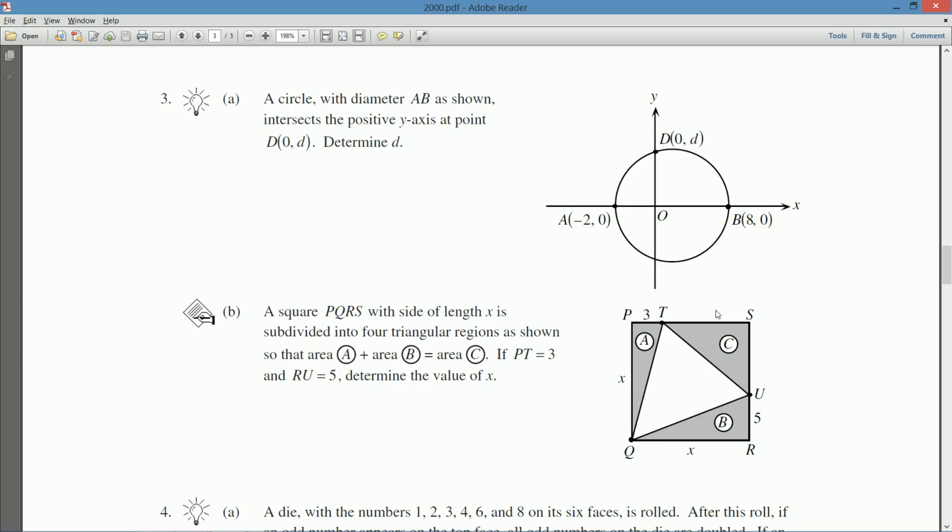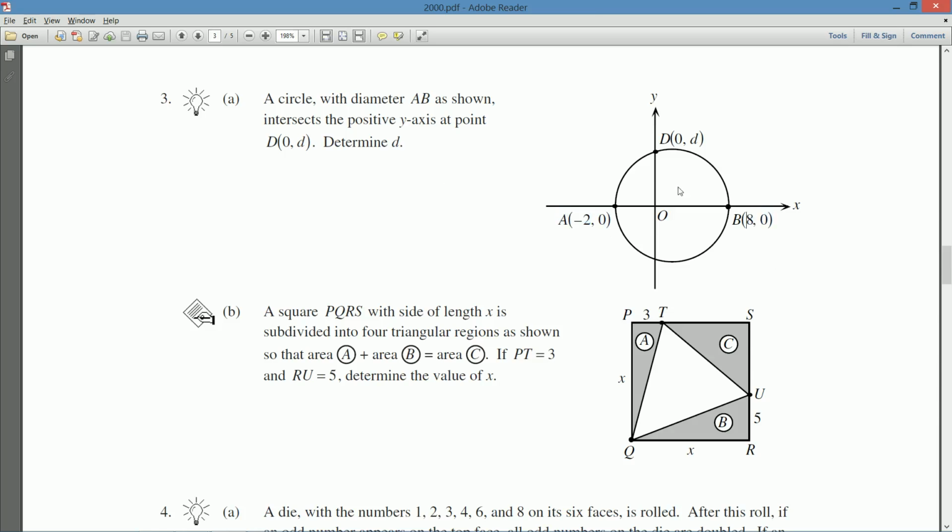Okay, so 3A, it's a light bulb question, so we don't need to do a whole lot of writing. We just need a final answer and maybe a little bit of justification if we want part marks in case we screw up. A circle with diameter AB as shown, so that's negative 2, 0, 8, 0. So immediately I can tell what the length of the diameter is. It's going to be 8 minus negative 2, that's going to be 10.